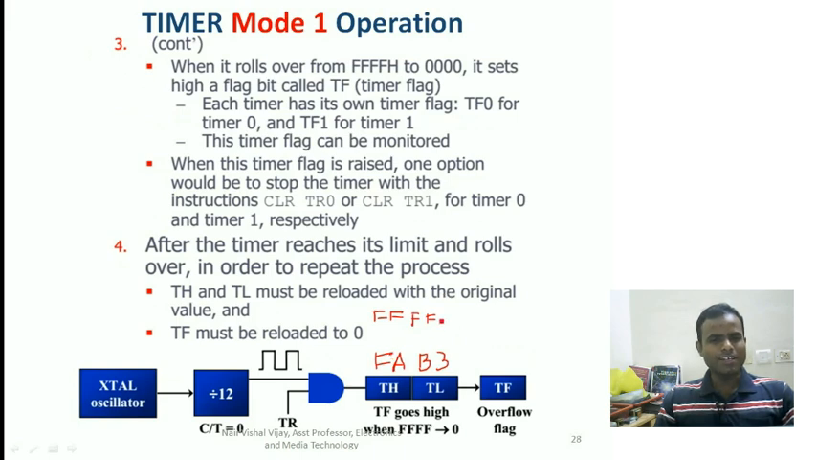Once the timer overflow flag is set, it is up to the programmer to clear the timer run bit to stop the timer, to reset the timer overflow flag, and then load the initial value again. So it is all dependent upon the programmer. The programmer sets the initial value, checks if the timer flag is set, resets the timer run bit and the timer overflow flag bit, and then reloads the value so that the timer can run for another iteration. So that is timer mode 1 operation. This is the programming step as we just discussed.